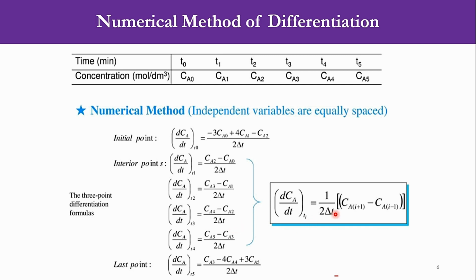You have to keep one thing in mind, that this value of delta t should be the same. It means that the independent variables are equally spaced, and the independent variable is time in the system.